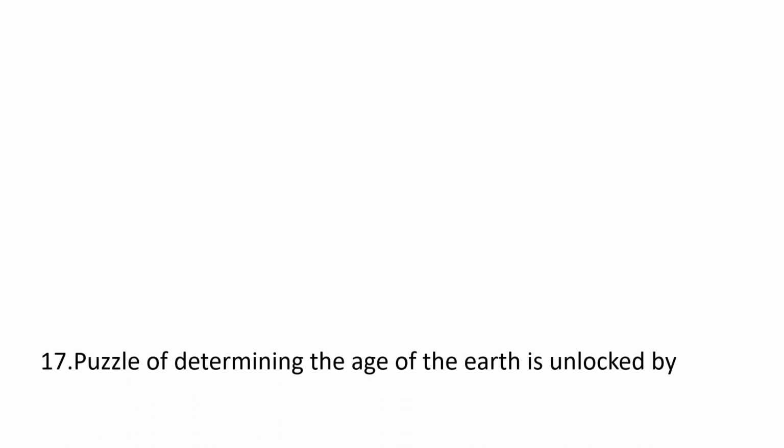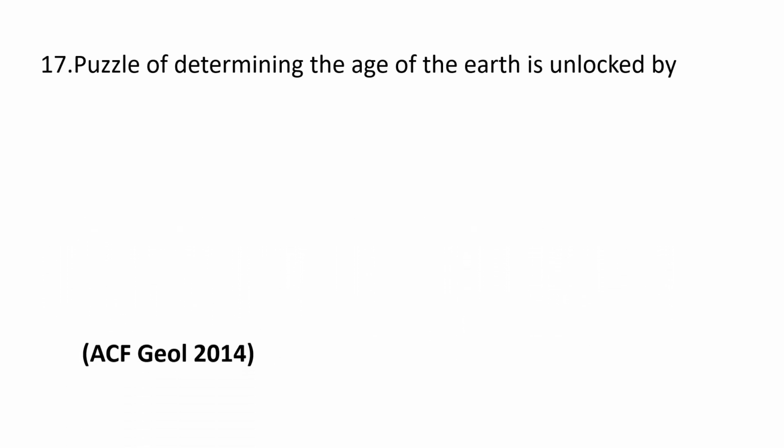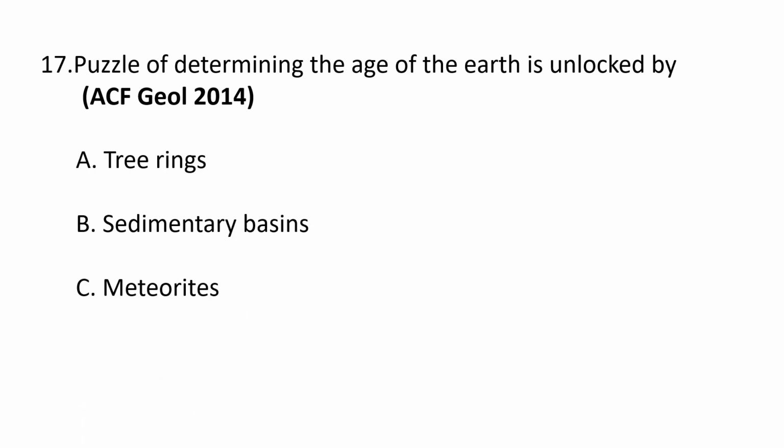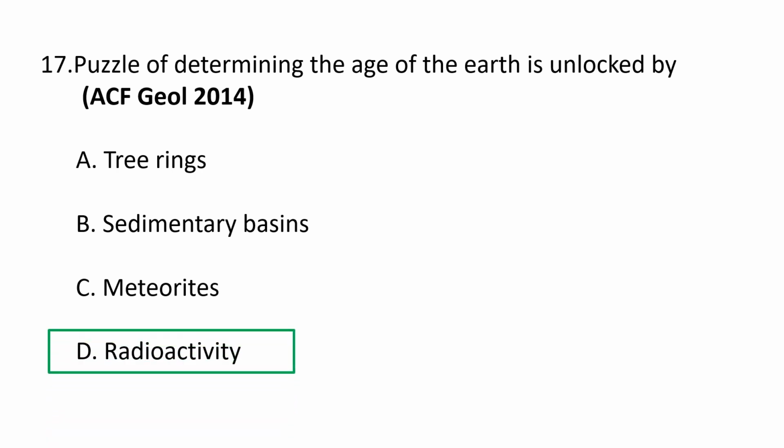Next question. The puzzle of determining the age of the earth is unlocked by A. Tree rings, B. Sedimentary rocks, C. Meteorites, and D. Radioactivity. So the correct option is radioactivity. Radiometric dating is like a super sleuth detective that helps scientists figure out how old rocks, fossils, and artifacts are. So the puzzle of determining the age of the rock is unlocked by radioactivity.